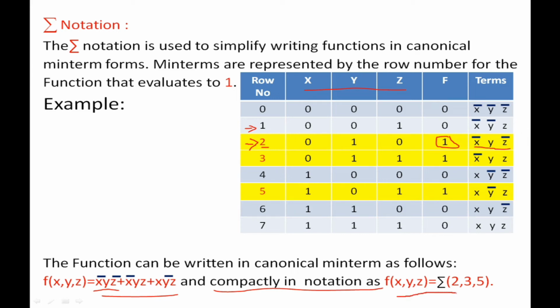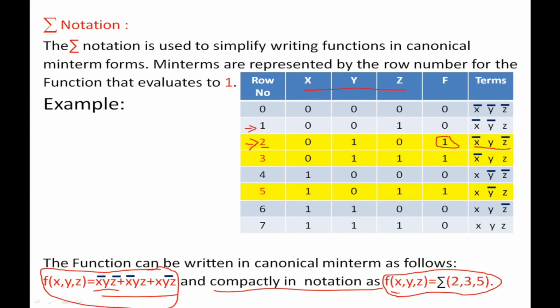This simplifies my writing of the function. Instead of writing such a lengthy Boolean function with all the terms in a Boolean expression where the function is evaluating to 1, I can simplify this function by writing the row numbers where the function is evaluating to 1 with a summation symbol. So this sigma symbol, that is a summation symbol, is representing the min terms.